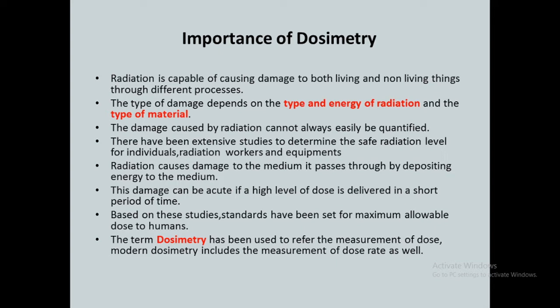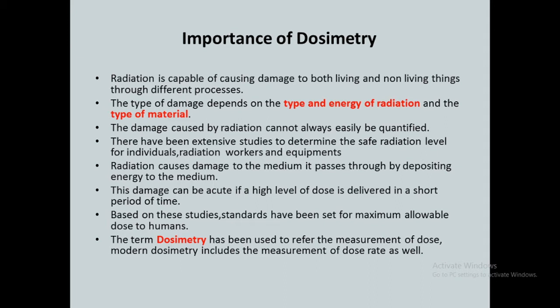It is a universally accepted fact that radiation causes damage which can range from a subtle cell mutation in a living organism to a bulk damage in a detector. The type of damage depends mainly on the type and energy of radiation and the type of material. This damaging mechanism of radiation is sometimes exploited for the benefit of mankind. For example, in the case of radiation therapy of cancer, where the cancer cells are targeted and destroyed by radiation.